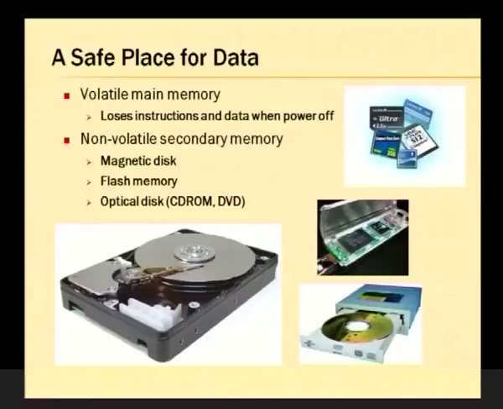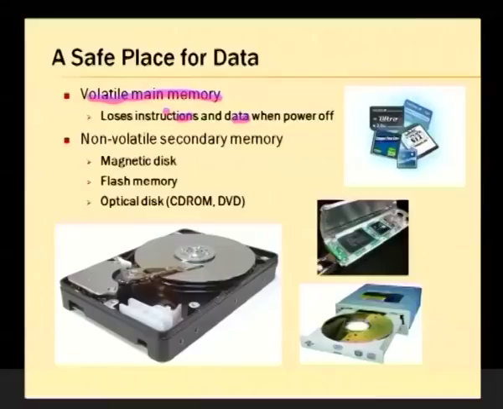Data is typically stored in main memory, what we call volatile main memory. We call it volatile because once power is switched off, you will lose whatever is stored there. What is stored there could be instructions or it could be data. Depending on whether you have instructions or data stored there, you will lose it once you switch off power. But we use this volatile main memory as a temporary place from which your instructions and data will be accessed by the processor.